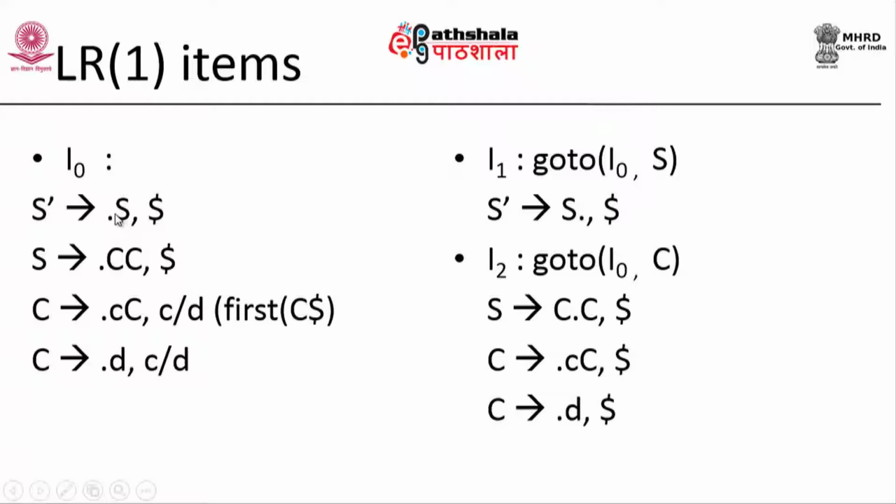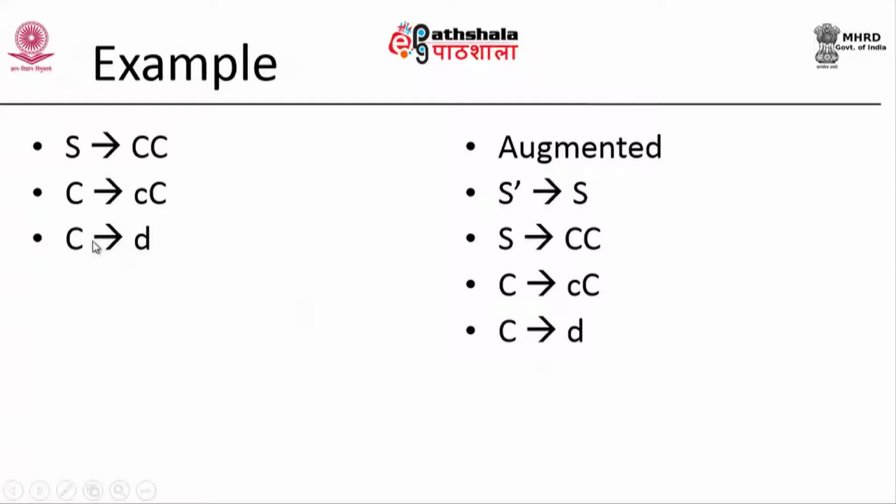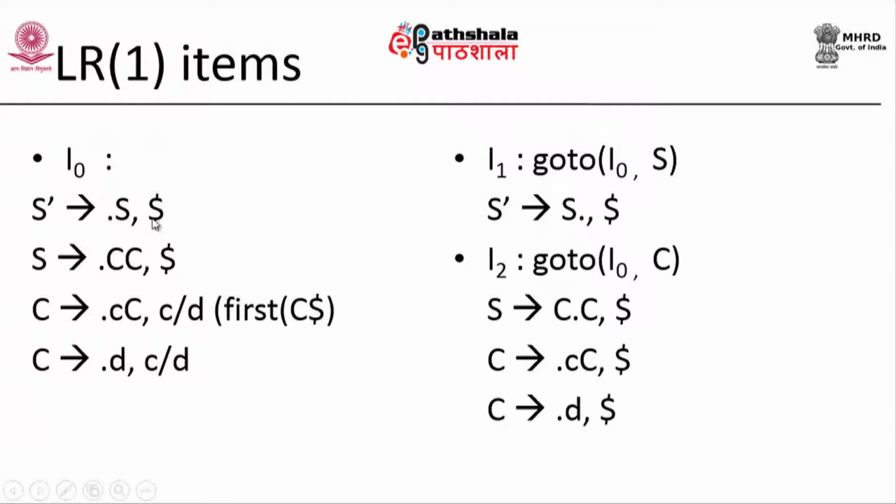Now, I have to add the productions of S. Okay. Now, this is my beta, alpha dot beta comma A. This is my beta. First of beta dollar will be considered. First of S, if you remember, S produces capital C only. So, this will be first of C, which is nothing but c comma d. So, here S produces dot CC will be added with a dollar, and C produces dot C capital C, that is for this particular condition.